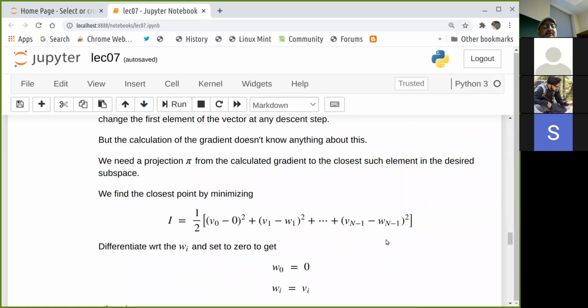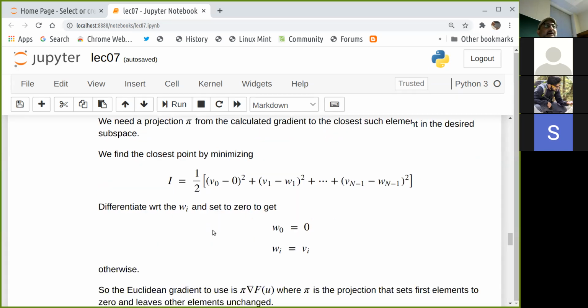Okay, so if you look at the distance between those two vectors, or one half the distance squared between them, that would look like (v0 minus w0), but w0 is supposed to be 0. So (v0 minus 0) squared plus (v1 minus w1) squared up to (v_{n-1} minus w_{n-1}) squared. I just take a half out here. It doesn't really matter, but it just makes the arithmetic easier.